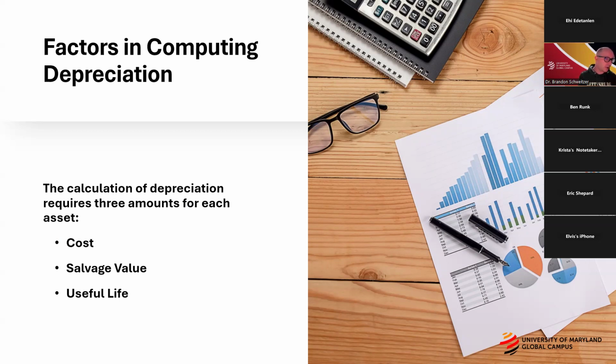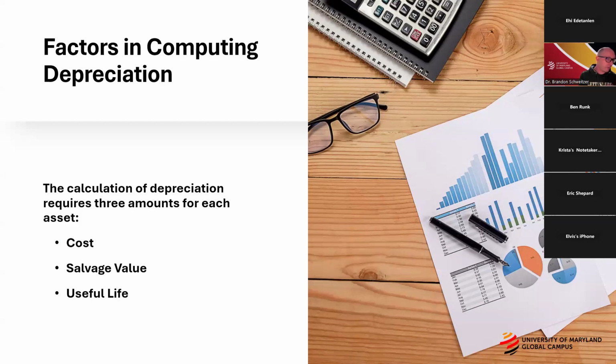The first thing we need to do is identify the cost. What is the total cost of the asset? That's our acquisition cost. Purchase price plus, plus, plus. Our acquisition cost is going to end up being our book value or our cost of the asset.